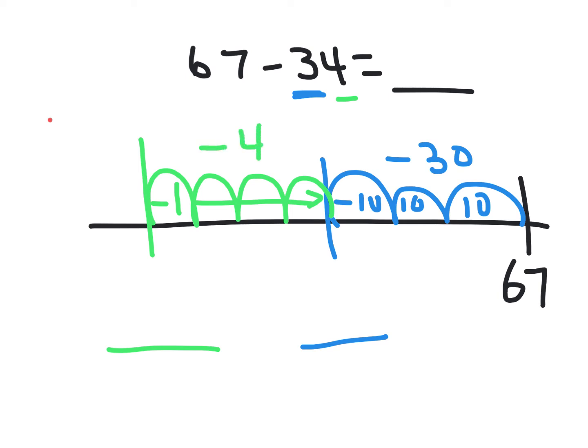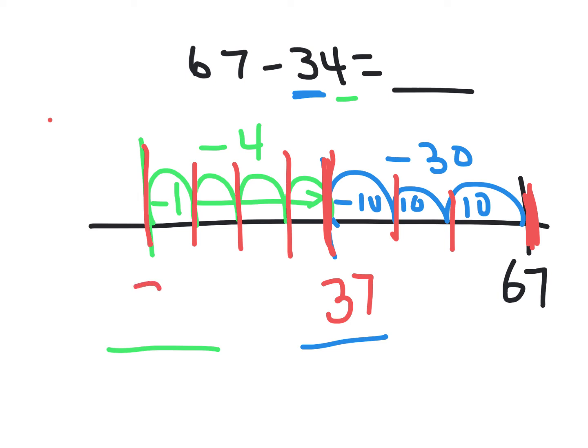Okay, so here we go. I'll start back at the beginning. 67, 57, 47, 37. This is why we've been practicing counting backwards and forwards by 10. You must have this mastered in order to be successful on an open number line, okay? So now I'm at 37. I'm going to count by ones. 37, 36, 35, 34, 33. The answer is 33.